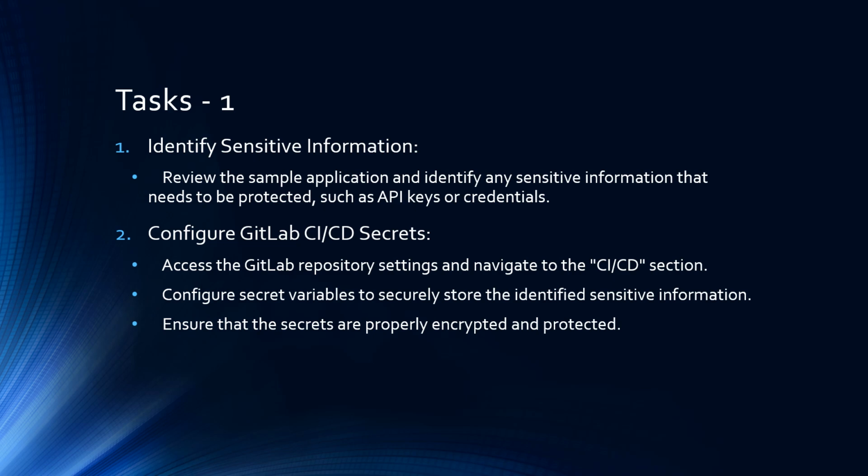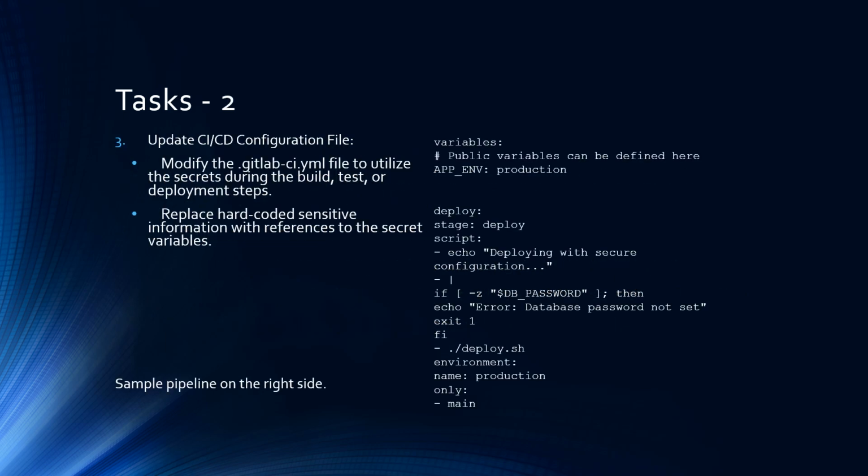scale with your application. Let's dive into the second set of tasks, focusing on implementing secrets in your pipeline configuration. Updating your GitLab CI.yml file is a critical task that requires careful attention to detail. You'll need to: 1. Replace hard-coded values with references to CI/CD variables. 2. Ensure secrets are only accessible in stages that need them. 3. Implement proper error handling for missing secrets. 4. Add validation steps to verify secret availability. Here's what a secure pipeline configuration might look like.